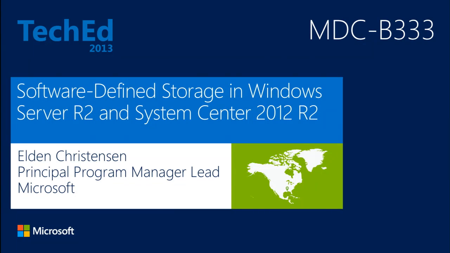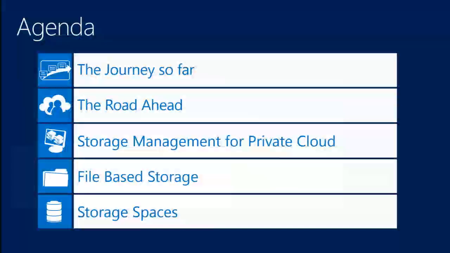And we're going to give you the entire storage map, everything from what we're doing in block-based storage, what we're doing in file-based storage, and then what we're doing from a management perspective across all of that. So this is going to give you the big picture. So we're going to talk about where we are today, some of the changes we've made in 2012, the road ahead with 2012 R2, and in there we're going to talk about management, file-based storage, and then storage spaces.